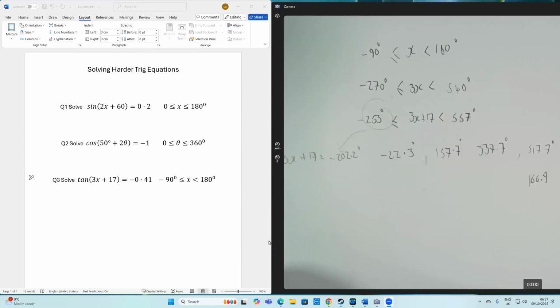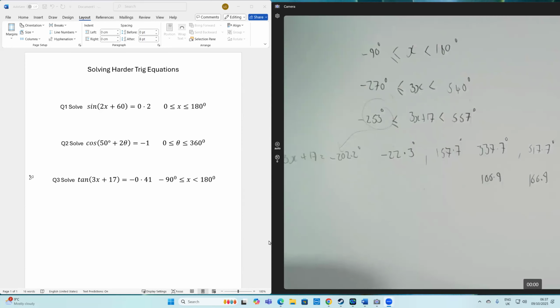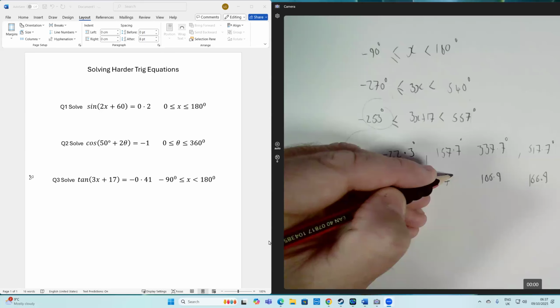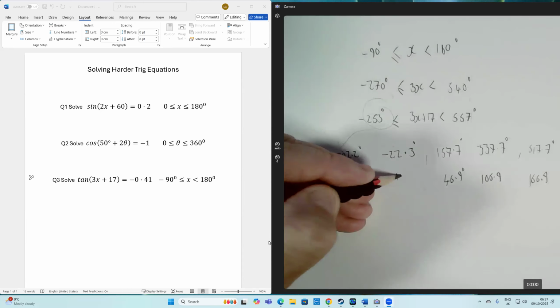517.7 minus 17 divided by 3 gives us 166.9. The next one, 337.7 minus 17 divided by 3 gives us 106.9. The next one, 157.7 minus 17, and then divided by 3 gives me 46.9. Next one, minus 22.3 minus 17 divided by 3 gives me minus 13.1.